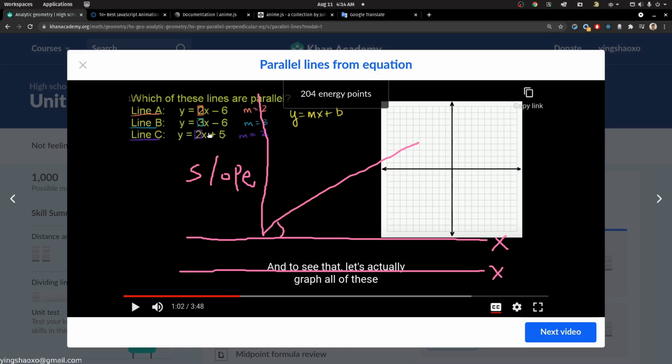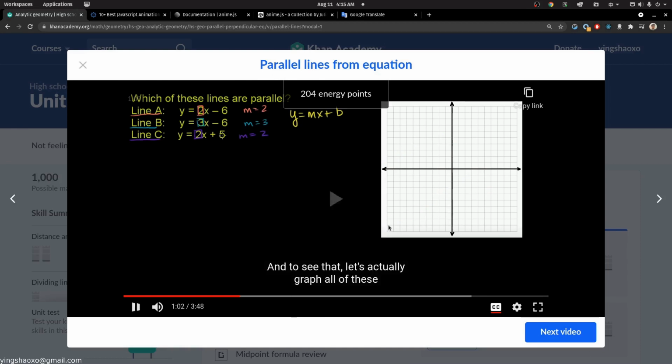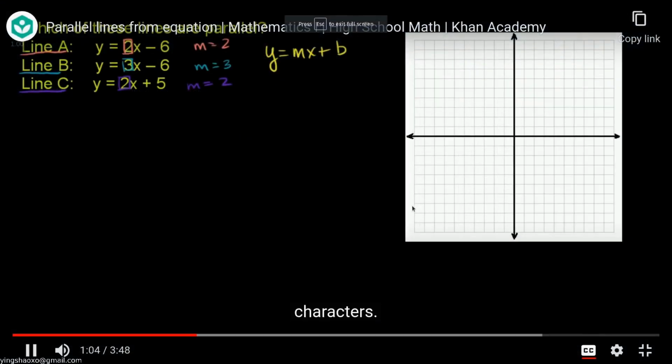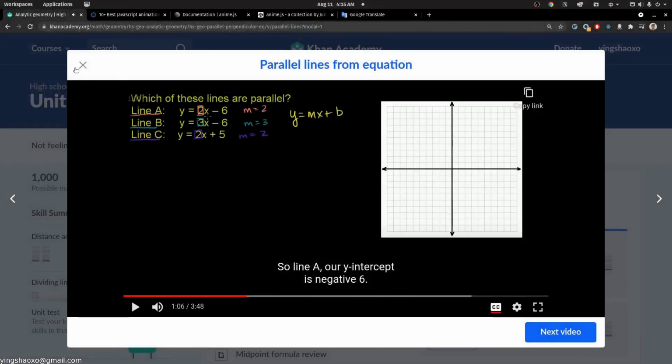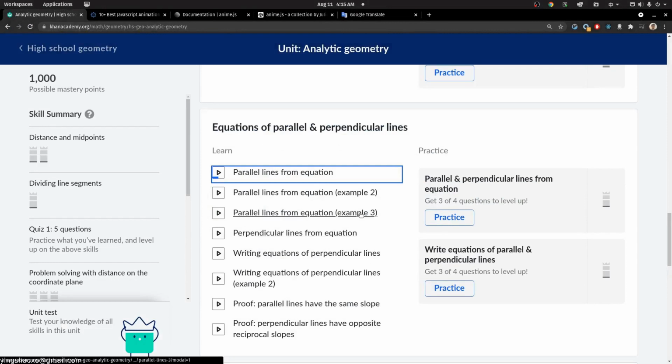And if two lines have the same slope, for example, if I define the slope of this line equal to 2, and we have another line which also has the slope 2, then I would say the two lines are parallel. And I know you must know the meaning of parallel. This is exactly an example of parallel lines. Let's actually graph all of these. So line A. Yeah, it's kind of boring. Let's see what we can do from it.